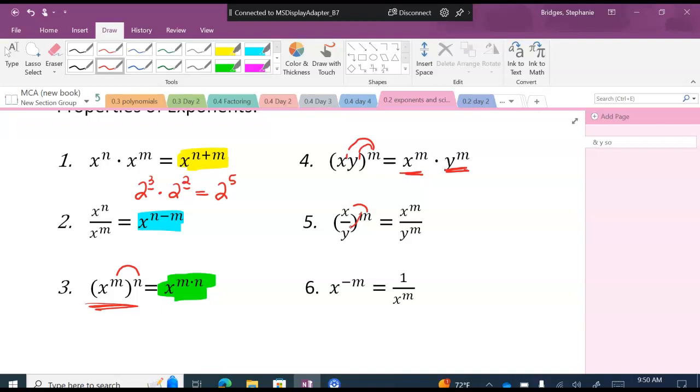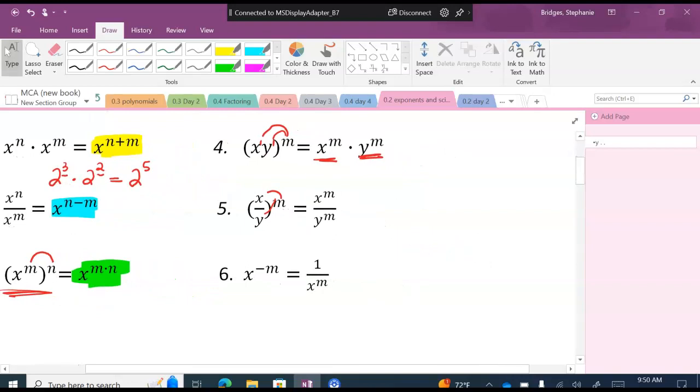And probably one of the most missed rules with exponents is the negative exponent. Sometimes people confuse this with changing the sign of my base. The negative exponent changes the location of my base, not the sign. It changes the location. So if I have x to the negative m power, then that is equal to 1 over x to the m power.